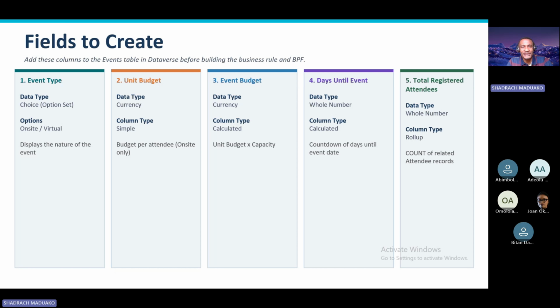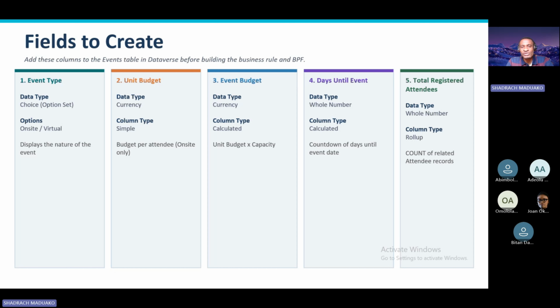Let's say for each attendee attending this meeting, we'll be spending maybe 5,000, 2,000. So we're going to add that field. It's going to be called the unit budget. And then we'll have another field called event budget. This event budget is going to be of type calculated, and we'll be doing some calculation. It's going to be the unit budget multiplied by the capacity, which is the total number of attendees that the event can accommodate. And then we create another field called days until event.